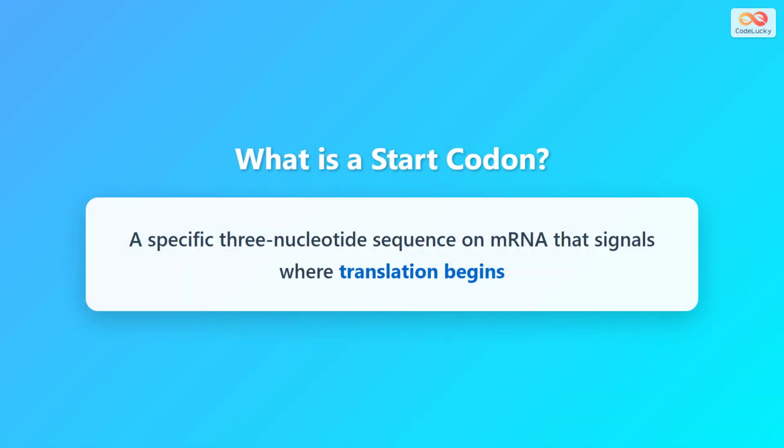A START codon is a specific three-nucleotide sequence found on messenger RNA. Its primary function is to signal where translation begins. Think of it as a molecular starting line that tells the cellular machinery exactly where to begin reading the genetic code. Without this signal, the ribosome wouldn't know where to start building the protein, and the entire translation process would fail.